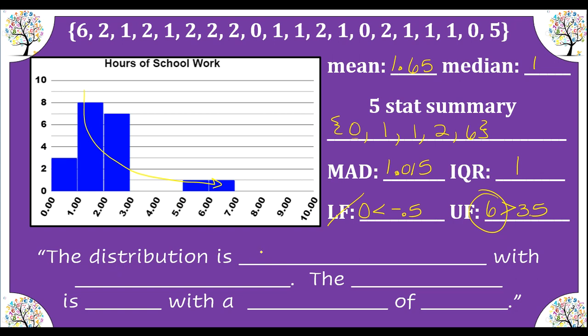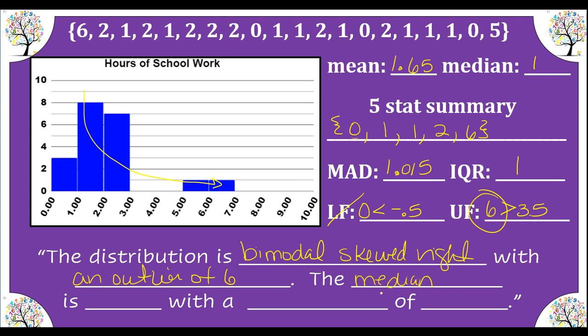So the distribution, you could say unimodal, but I'm going to go ahead and say bimodal because these are pretty much close and everything else is way lower. So it is bimodal, skewed right with an outlier of 6. Since there's an outlier, for the center I'm going to use the median, which is 1, and the spread measure is IQR of 1.